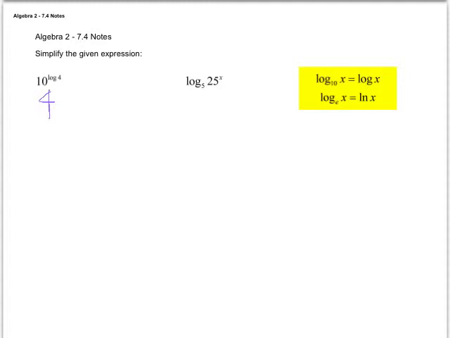Well, what about log base 5 of 25 to the x? Well, think about 25. 25 is 5 squared, right? And so what I do is I kind of reverse engineer this guy. I'm going to have a log base 5 of 5 to the 2x. You see how that happened? I can send that 2 through there. I still have 5 squared. Okay, so I'm kind of going a little bit backwards.